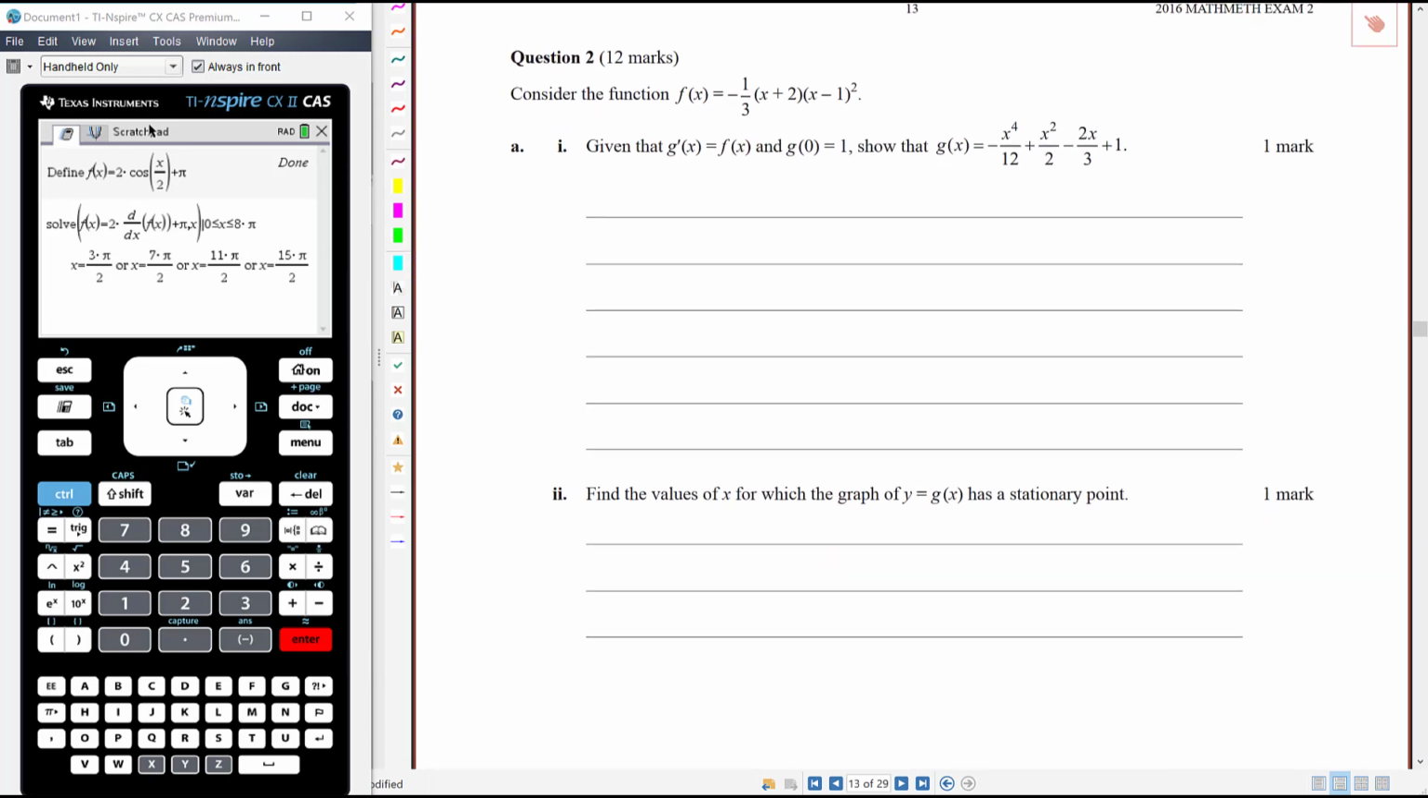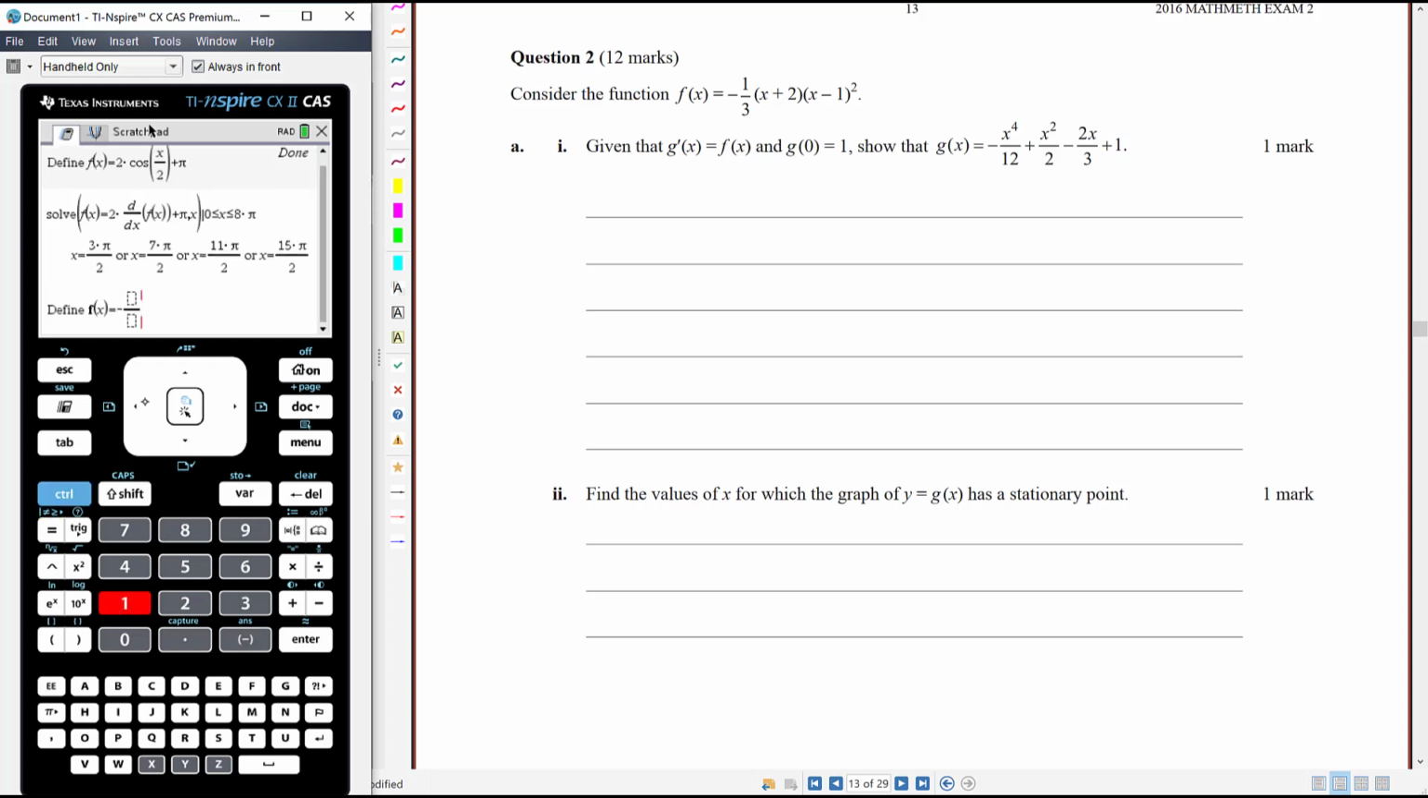Okay, question 2. I have already done this, but that's okay. Right, I'm going to define that function before I start. So defining f of x equals 1/3 times x plus 2 times x minus 1 squared.